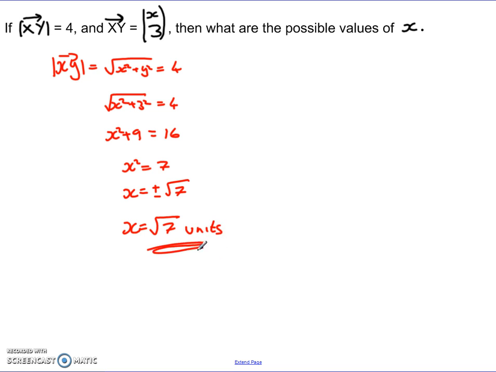So there you go. We have to use a bit of logic when we're doing this as well. Remember, we can't have a negative length. You can't say you got negative 100 miles away.